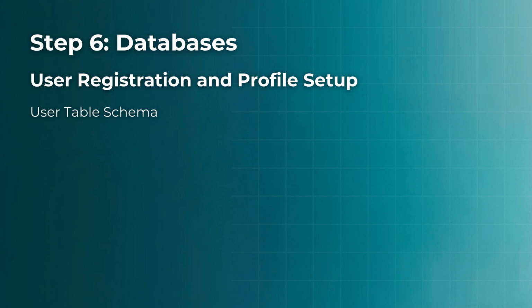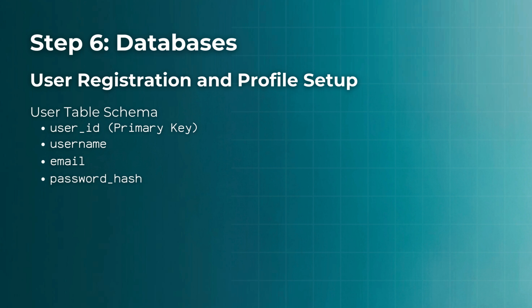First, we've got the user table, which includes a primary key to uniquely identify each user, the name they'll use to log in or be recognized by, user email for communication and recovery purposes, password hash, because we never store plain text passwords, and timestamps, created at and updated at, to track when the account was created or modified.